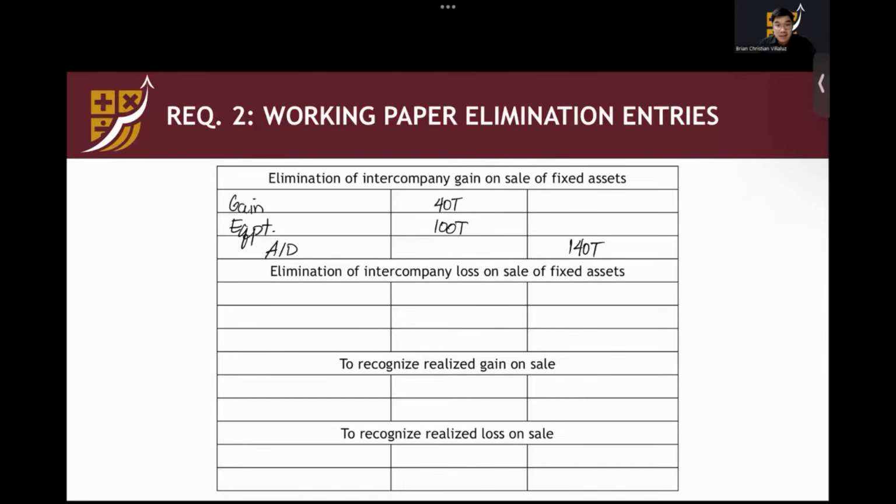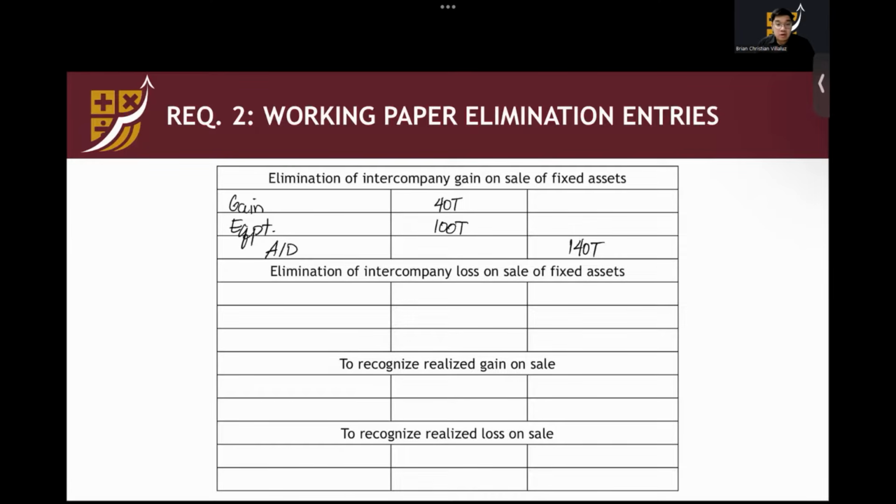Do you get me? Understood? We are just re-establishing, right? We returned it to its original amounts. Remember, historical cost at 200,000 and accumulated depreciation at 140,000. Got it? Okay. Next.